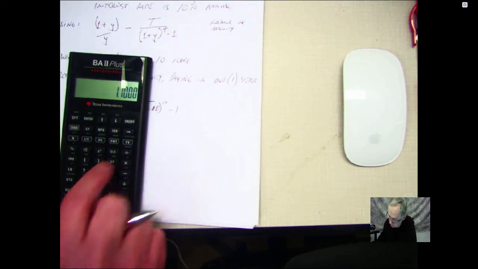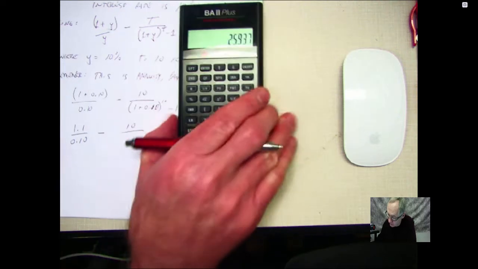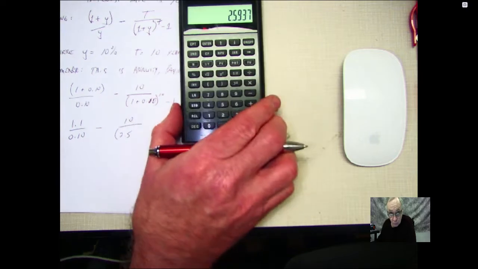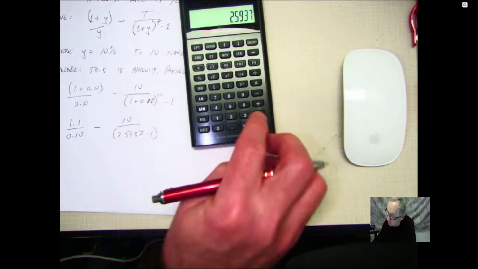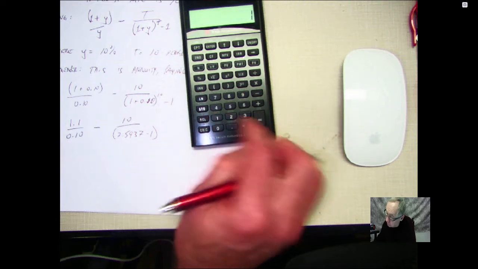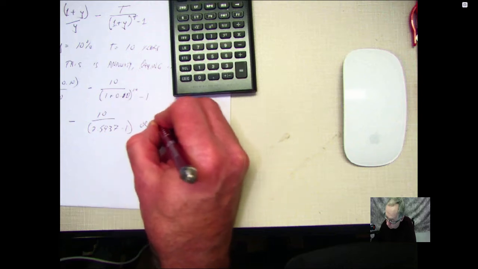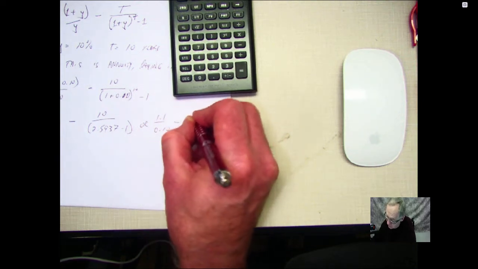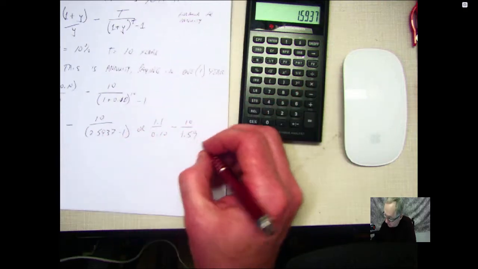1.1 to the power of 10 periods, which is 2.5937, minus 1, or 1.1 / 0.1 minus 10 over 1.5937.